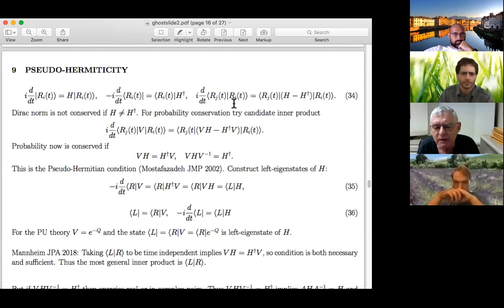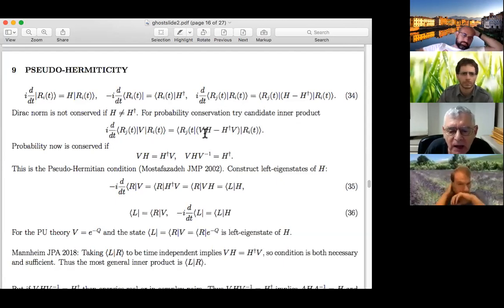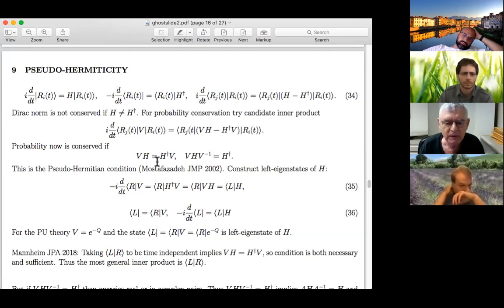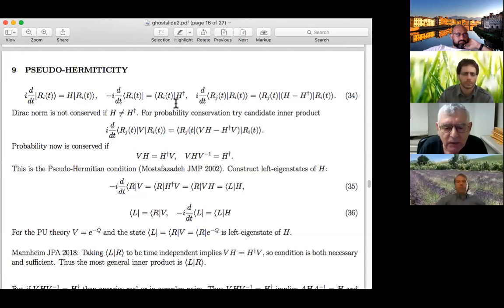It doesn't even matter whether it's positive or negative. It's not time independent. So how do we find something that is time independent? We introduce an operator V. You take the same calculation, and now instead of getting H minus H dagger, you get V H minus H dagger V. If V is invertible, then V H V to the minus one is H dagger. Now I need to construct the bra: minus i d/dt of R V is R H dagger times V, and H dagger V is V H. I'm going to call R V the left eigenstate.